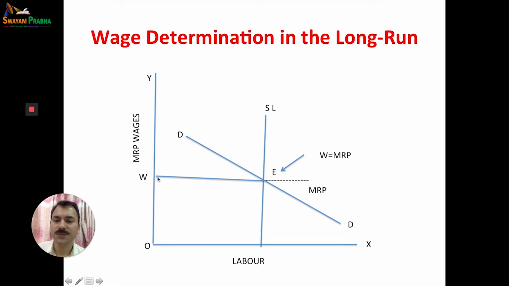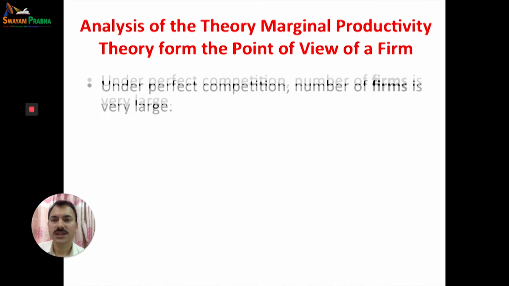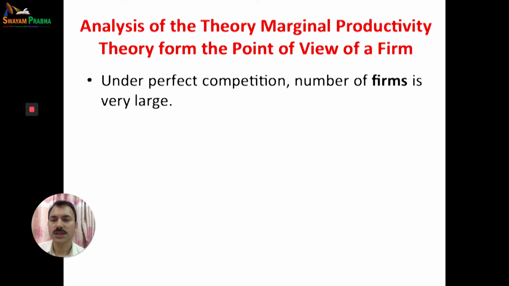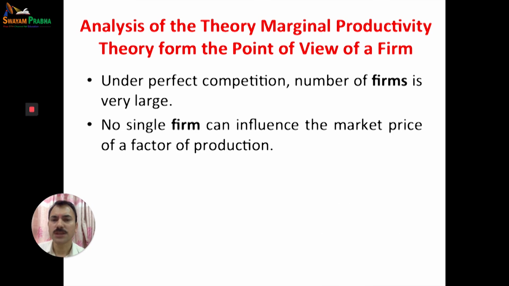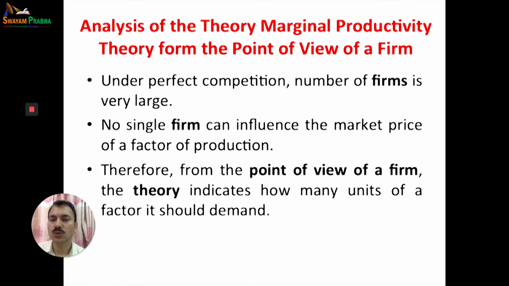Here, the wage will be fixed at OW, and this is the equilibrium because W is equal to MRP, and this price will be accepted by all the firms in perfect competition. So firms are price takers, not price makers. Under perfect competition, the number of firms is very large, and no single firm can influence the market price of the factor. That's why they are price takers, not price makers. Therefore, from the point of view of the firm, the theory indicates how many units of a factor it should demand.